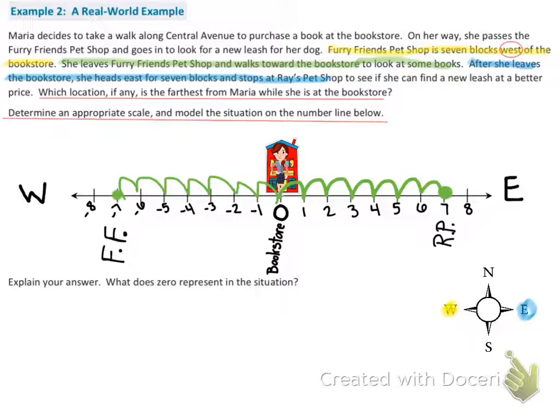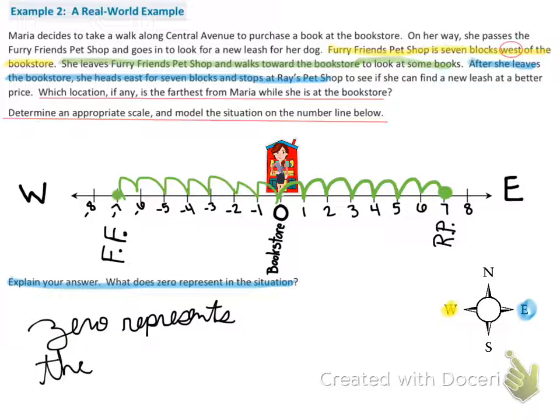And what does 0 represent in this situation? We need to answer that question as well. 0 represents the location of the bookstore. Let me go ahead and write that. 0 represents the location of the bookstore.